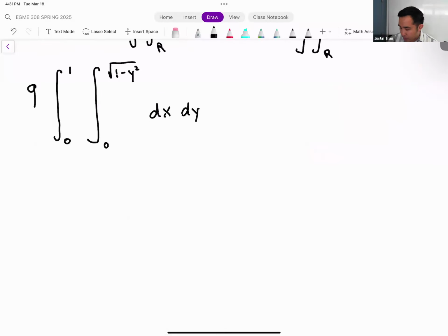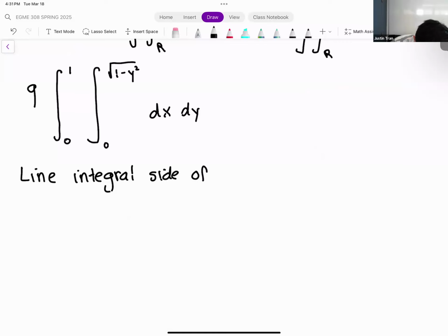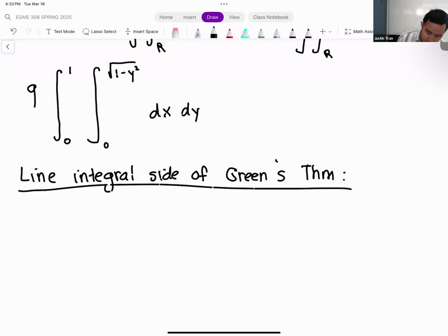So let's do the line integral side now. For the line integral side, we're going to take a line integral around the circular region, around the domain. In order to do that, we need to parameterize the curve that goes around the region, around the circle.